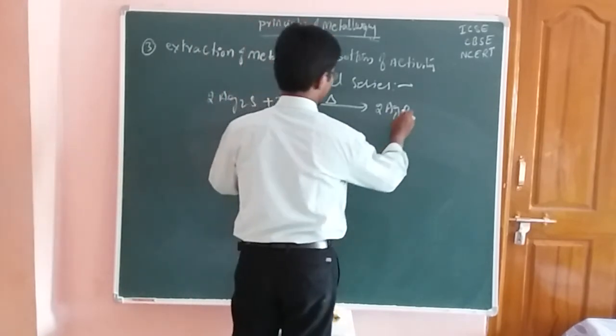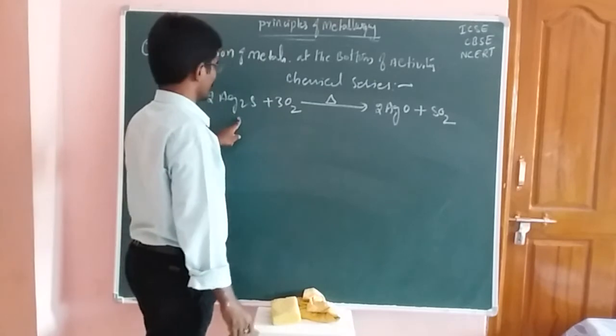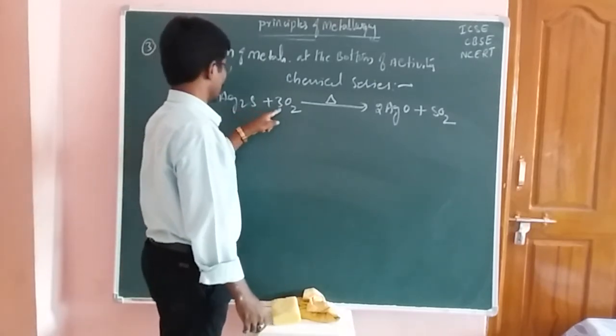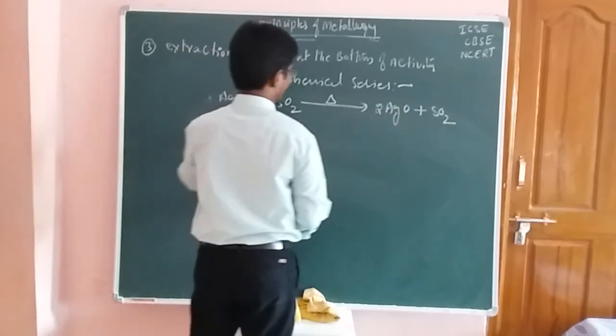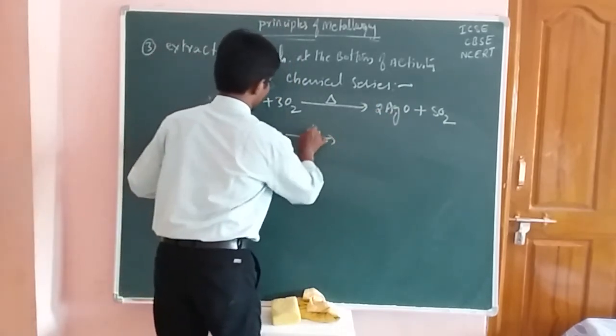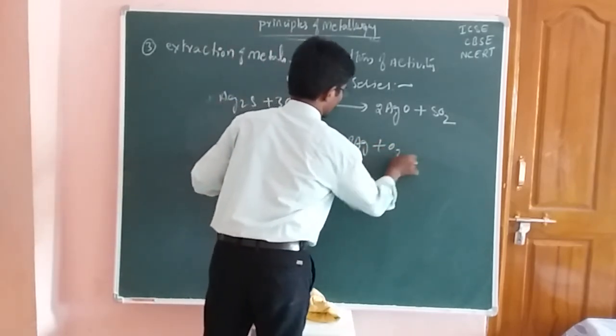And next is the SO2 compound. So 2 here, not this one. Okay, 2 only, Ag2O, and you are getting this type of compound. And next, 2 moles of Ag2O gives rise to Ag and the O2 compound.